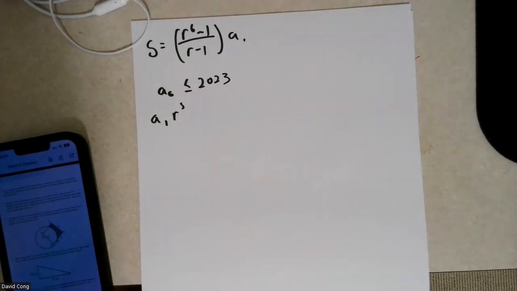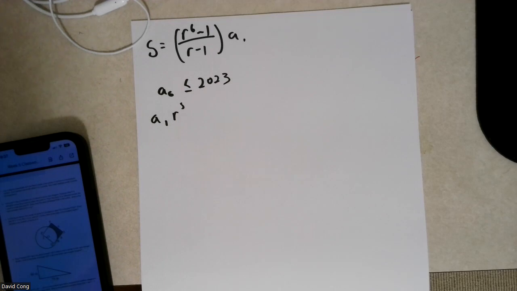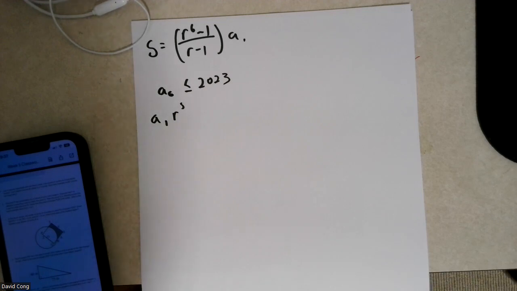So let's think about it. What else do we want? We want R to the 5th to be as large as possible while having R minus 1 be as small as possible. What does this imply? We want A1 to be as large as possible. We want the largest possible starting term. What else do we want? We also want the smallest possible ratio. How do we get there?